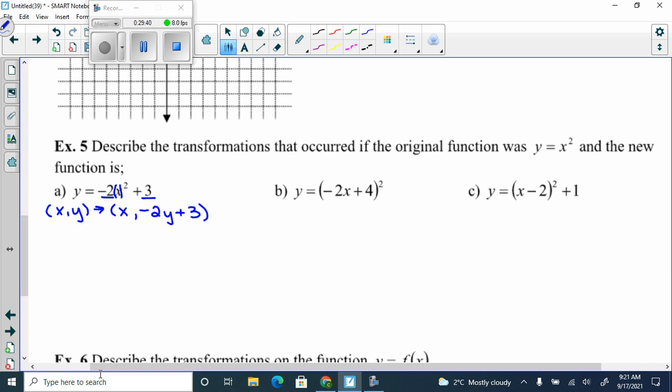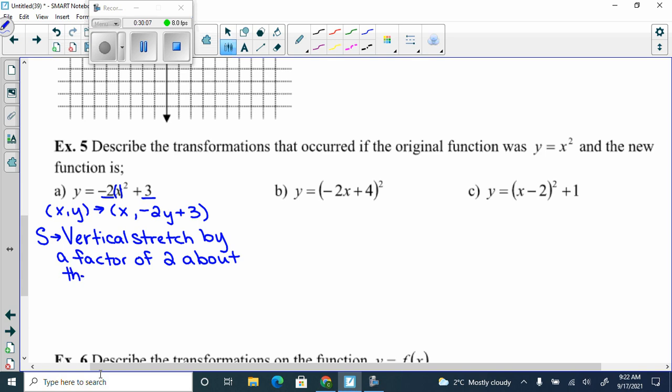So, what the heck does this mean in transformation? We start off with stretches first. This 2 is a stretch, correct? And what kind of stretch is it? Vertical. So it's a vertical stretch by a factor of 2 about the x-axis. So it's about the opposite.